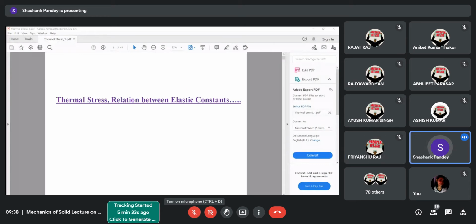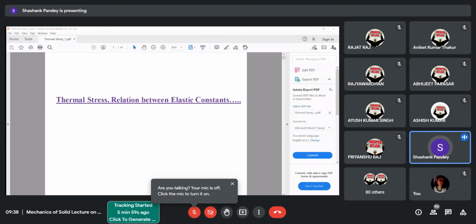Good morning to all. So we'll start with thermal stress, and we'll also derive some of the elastic constants. This is given in your first unit, so we'll start right away. So, thermal stresses.